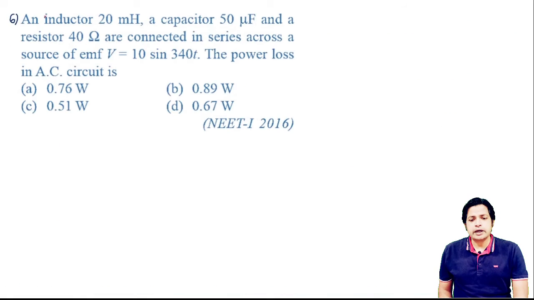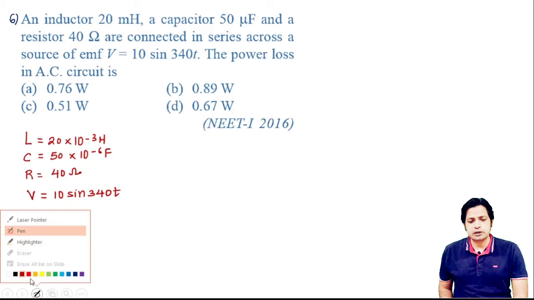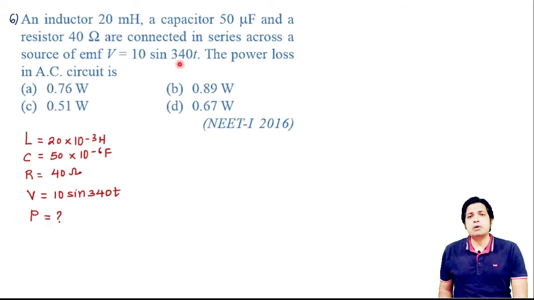Next, an inductor 20 millihenry, a capacitor 50 microfarad and resistor 40 ohm are connected in series across a source of EMF V equal to 10 sin 340t, the power loss. So it's quite an easy sum. We know the values of L, C and R. I'll write down the data. So this is the data given to us, and we have to calculate the value of power, right?